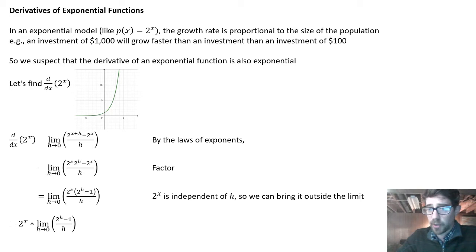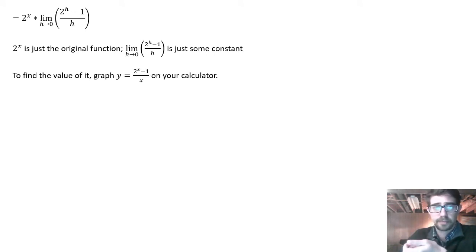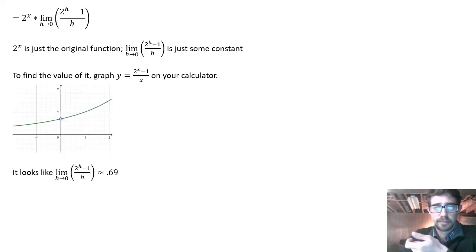And we don't have a way of evaluating that inner limit right now, but we can just look at a calculator and see what it is. So notice we can't plug in 0 because 2 to the 0 is 1. So as always, it's 0 over 0. So just go ahead and go on your calculator, and if you just graph the function 2 to the x minus 1 over x, that's what it looks like.